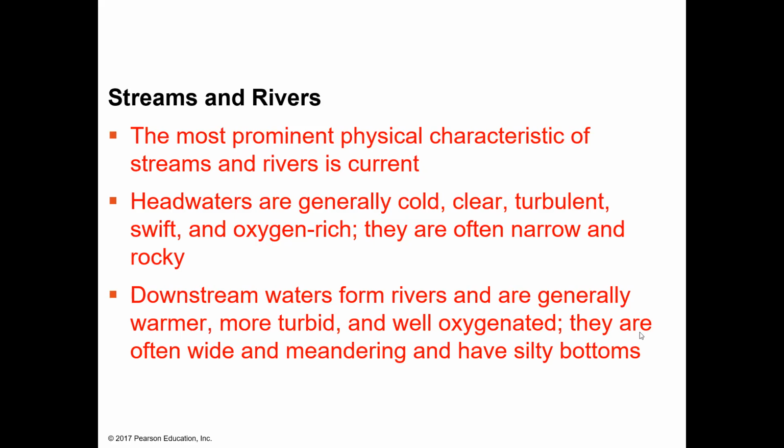Downstream waters form rivers that are generally warmer, more turbid, well oxygenated, and they're often wide and meandering and have silty bottoms. So the farther away you get from the start of the stream or the river, the wider it gets, the slower it gets, and the warmer it gets typically.